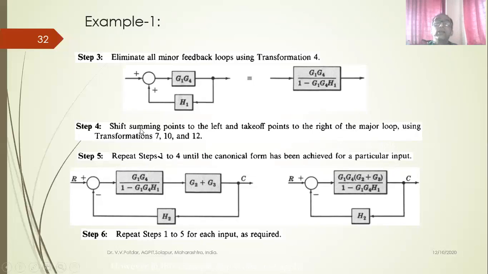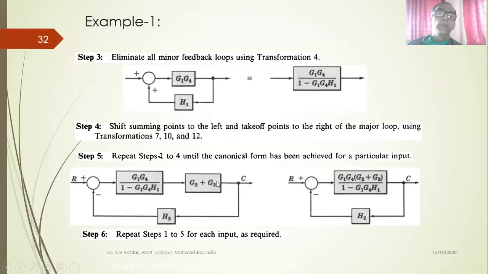Now this, friends, you cannot just see and understand. You have to take a piece of paper, digest these rules properly and keep on drawing using each rule, draw the equivalent block diagram and then combine all these equivalent blocks together to form the final answer. Then shift the summing points to the left and take-off points to the right of the major loop using transformations 7, 10 and 12. And then repeat steps 1 to 4 until the canonical form has been achieved for a particular input.